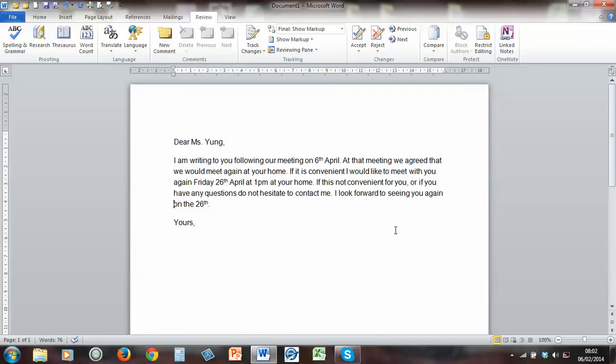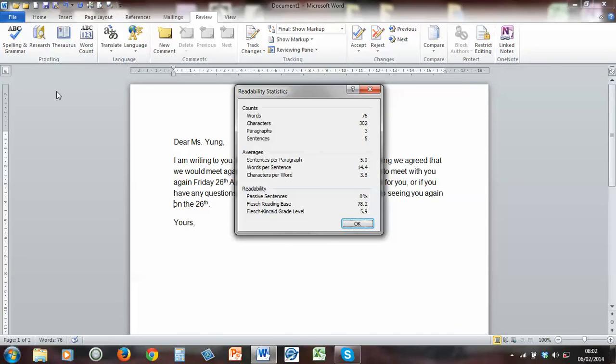Now what's interesting here is if we run that through the grammar and spelling. Now you notice it was 48.2 for reading ease, and that's now gone to 78.2. That's considerably easier to read. And if we look at the grade level, that's gone from 13 point something down to 5.6. So much more realistic, much better.